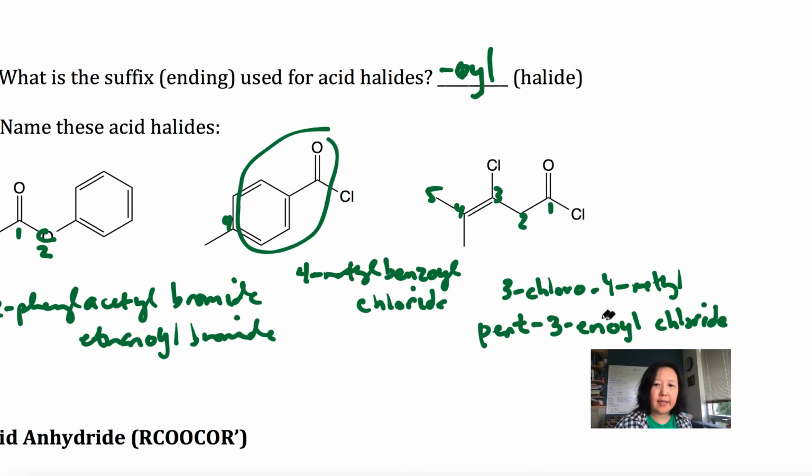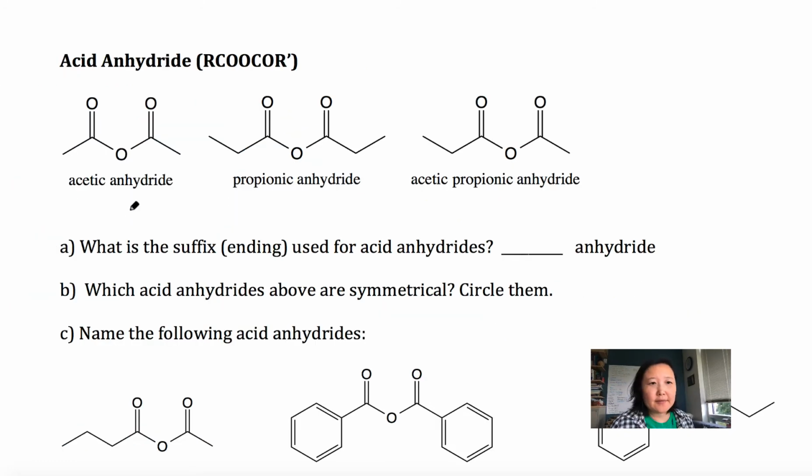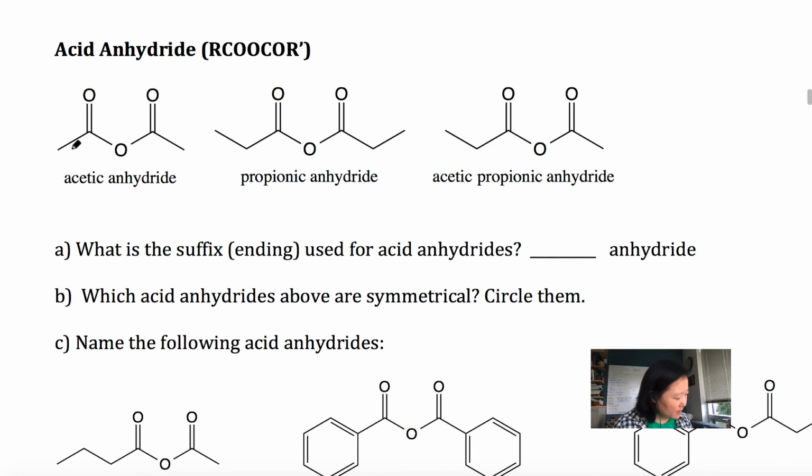So pent-3-enoyl chloride instead of pentanoyl chloride. So for acid anhydrides, we name these two R groups, and when they're the same, it's symmetrical. We only need one name. Acetic because of the 2 carbons there, or ethanoic, right, is the other way we can say that, ethanoic anhydride.